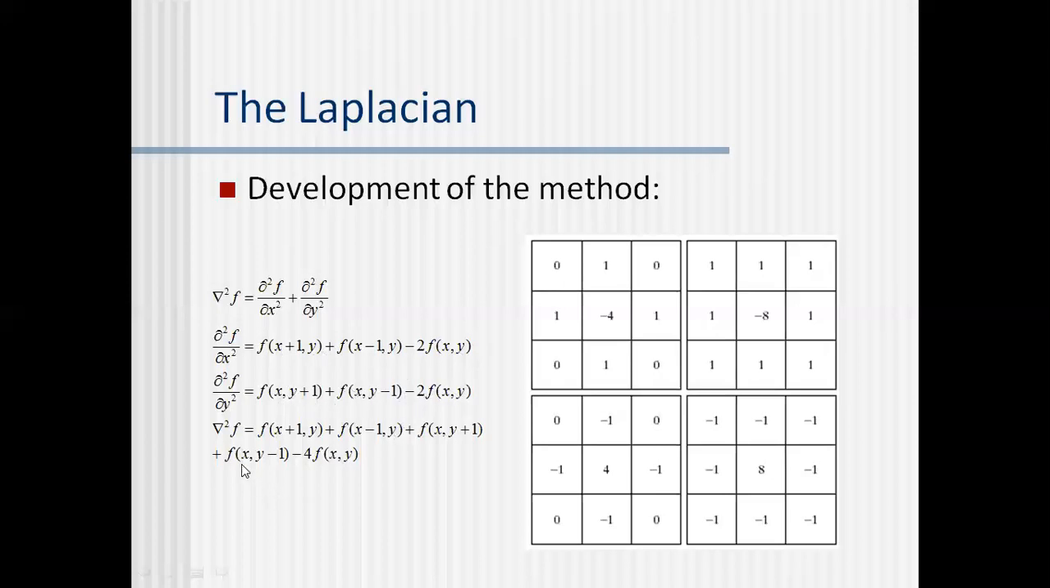In the same way, del square f is equal to the sum of these two. So this plus this: minus 2 minus 2 becomes minus 4. This is only one of the examples. In the same way, we can write the remaining mathematical expressions for these three masks. Right?